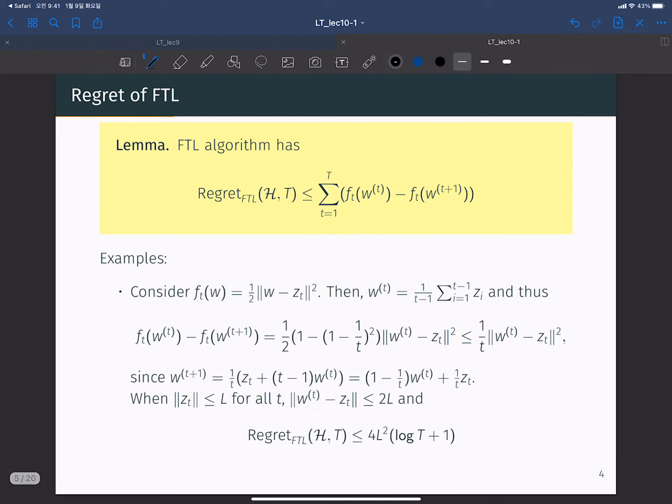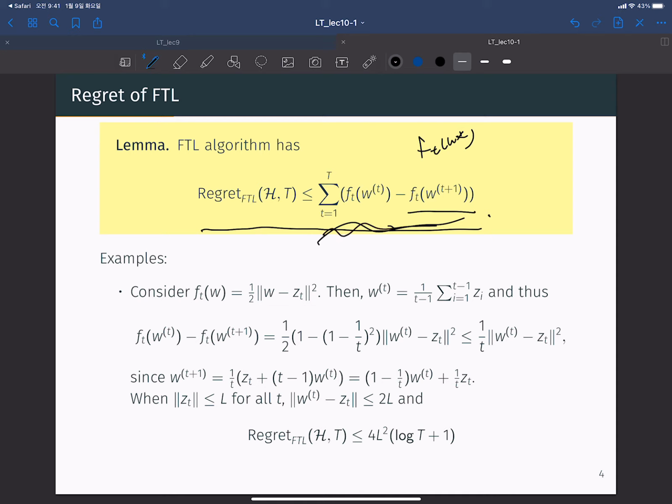Okay, then the regret of the follow the leader rule is analyzed by this inequality. From the lemma, we can simply replace f_t(w star) by f_t(w_{t+1}) because we know that the sum of f_t(w_{t+1}) is less than the sum of f_t(w_t). Okay, so the regret can be upper bounded by this.